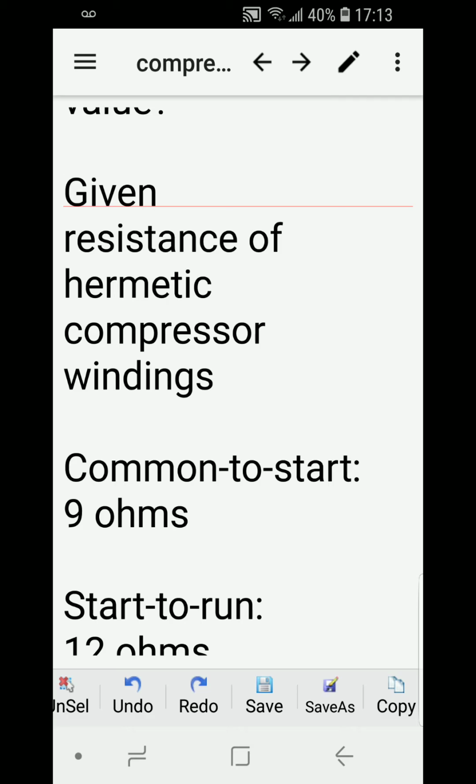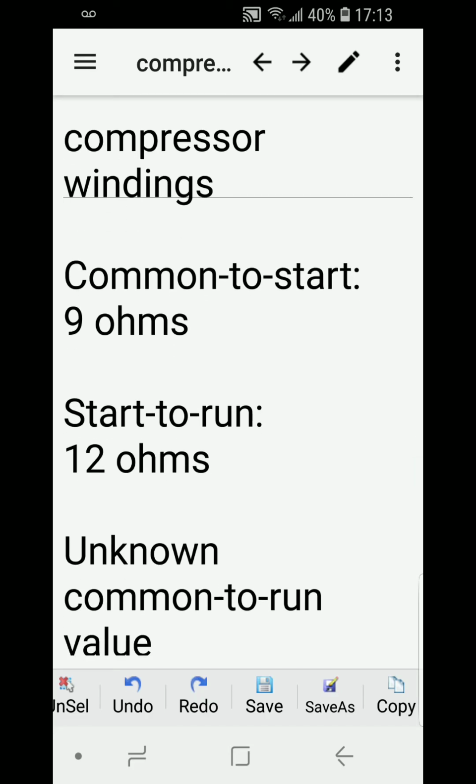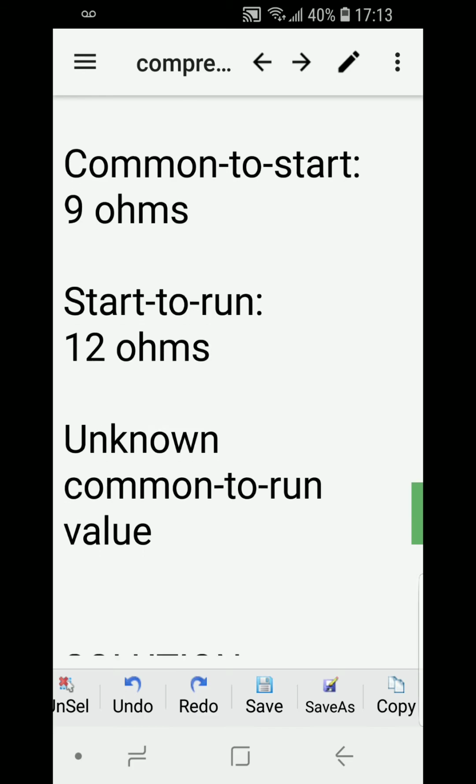We have the common prong, the start prong, and the run prong. There's three, but you don't know where they are. They're supposed to be labeled there, but if you don't find any label, it's normally labeled C for common, S for start, and R for run. But if there's no label, that's when you use your meter and read the values. So in here we're given from the common to start, we got 9 ohms, and start to run 12 ohms.